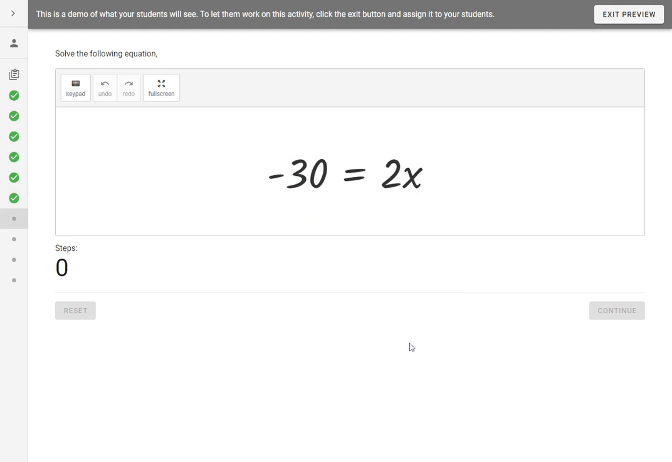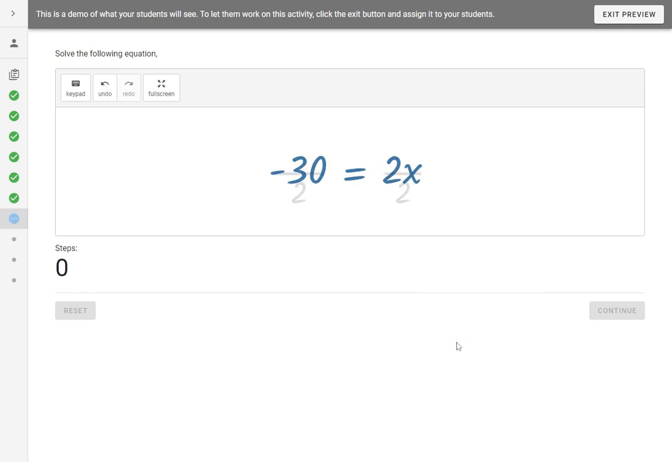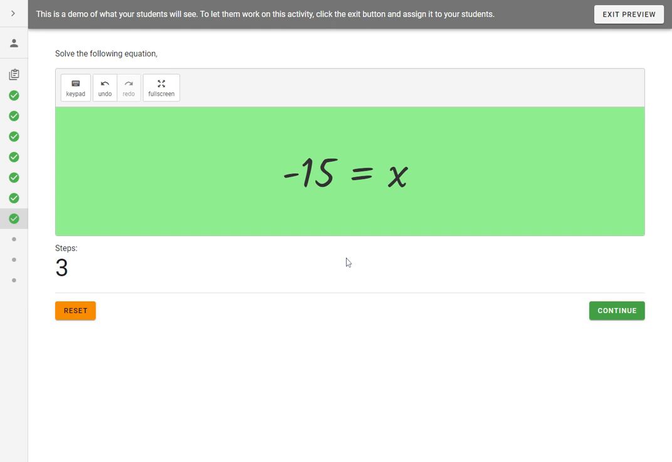Do you think the rules change if the x is on the other side? Well, of course not. Still push equals, divide both sides by 2, divide, and we get our correct answer of negative 15.